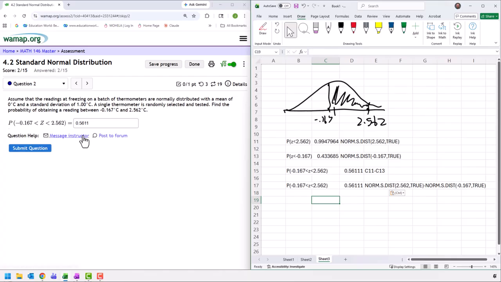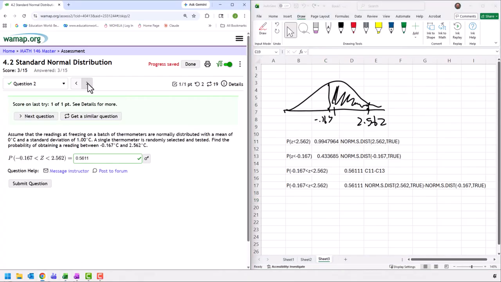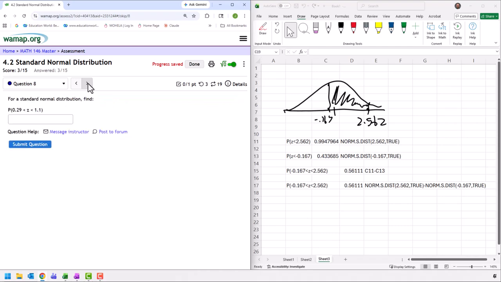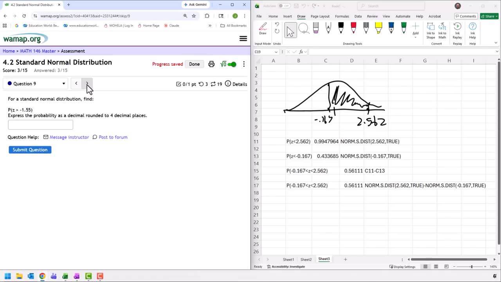So there's a problem worked out. I'm doing a few of them. So these are all kind of left, right, between, something like that. Here it is, just a different way to write the same kind of problem.